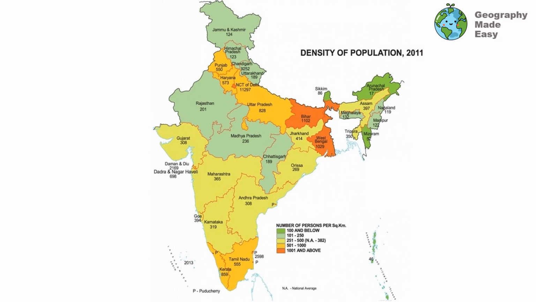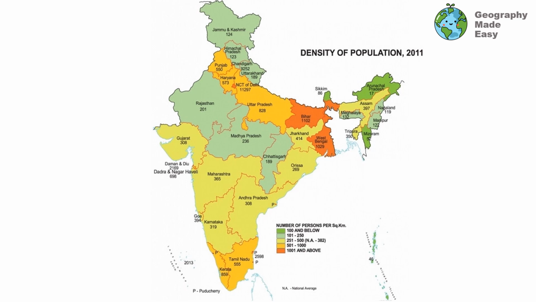by the dark orange. So as we can see, Bihar, West Bengal, NCR region, these have populations which is greater than 1001. 501 to 1000 we have Uttar Pradesh, Haryana, Punjab. Here the area of Uttar Pradesh is much more, so the density becomes less. When we look at the states having less density, we have Arunachal Pradesh, Mizoram, Sikkim.